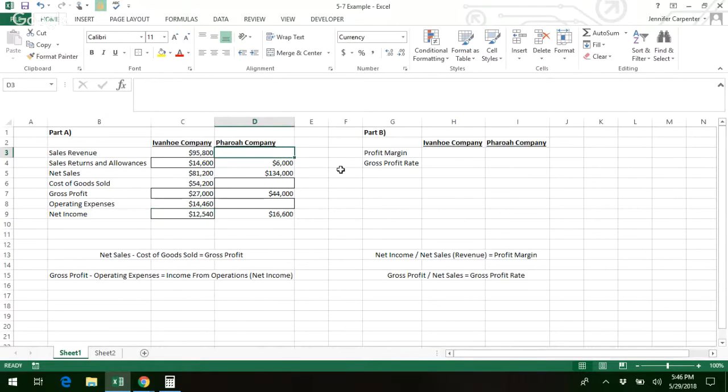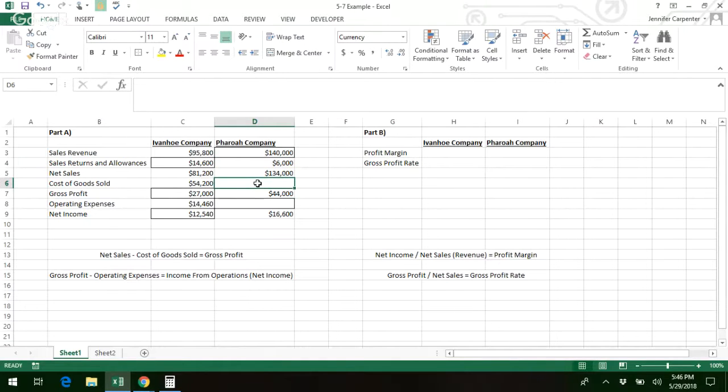And then for Faro Company, you don't have sales revenue. So you're going to take your net sales and add back in your sales returns and allowances, since you usually subtract that out to get net sales.